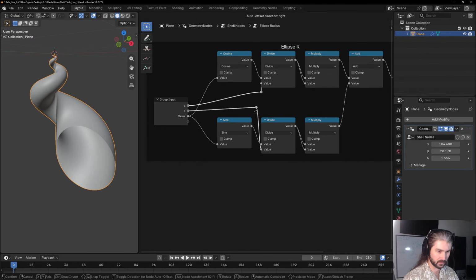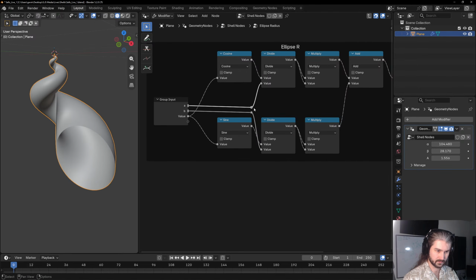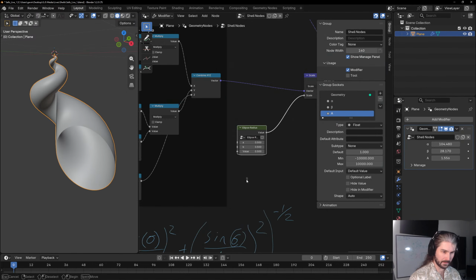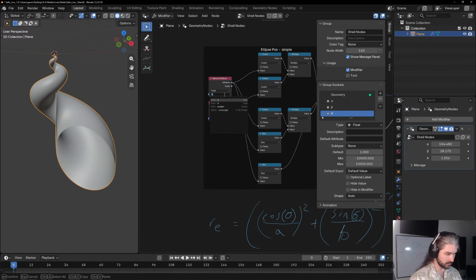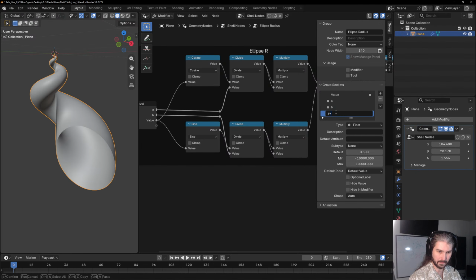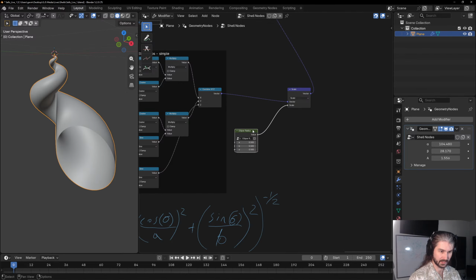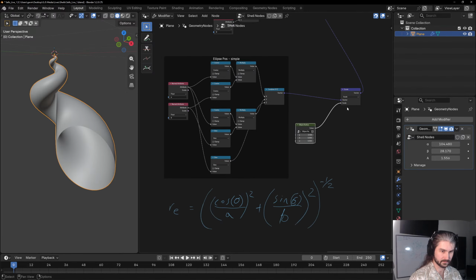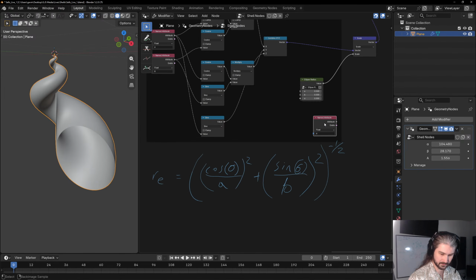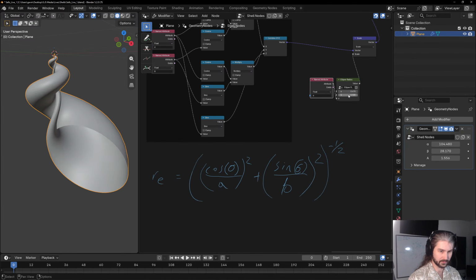And there we go. Good enough. Just need to name this appropriately. Okay, so that's our ellipse radius. And just need sigma. Unparent that. Plug that into there. And now we have these values.